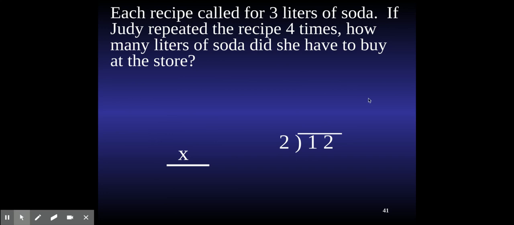Oh, one more. Each recipe calls for 3 liters of soda. If Judy repeats the recipe 4 times, how many liters of soda did she need to buy at the store? So let's read that one more time. Each recipe calls for 3 liters, and she makes the same recipe 4 times. How many liters of soda does she have to buy at the store? So we need to do 4 times 3, and that would equal 12.